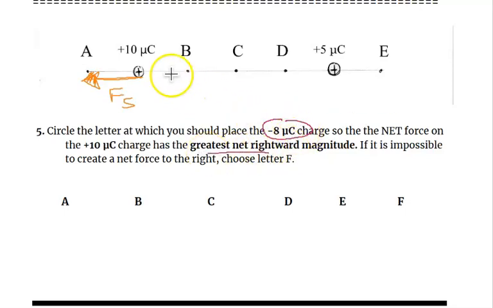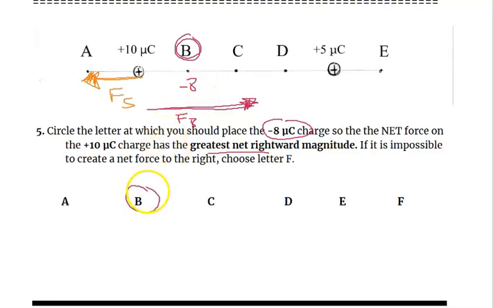Okay, so we want to pull the 10 to the right. In order to cause the biggest force to the right, we want the biggest force possible. Too bad we only have a -8, right? That's given. But what we can do is move it as close as possible, which is point B. So we put the -8 as close as we can to the 10 so that the 10 is really, really attracted to it. We don't know how much it is, but since the 8 is bigger than the 5 and it is closer, this pink vector is going to be bigger than the orange vector. So the correct choice is B. To pull it to the right, get that -8 as close to the 10 as possible.